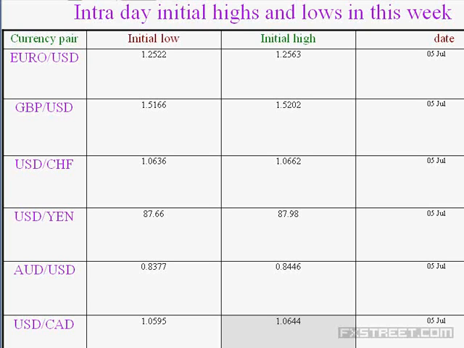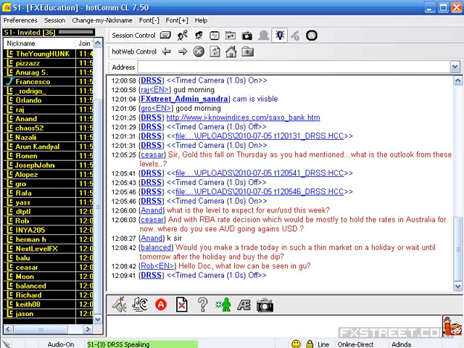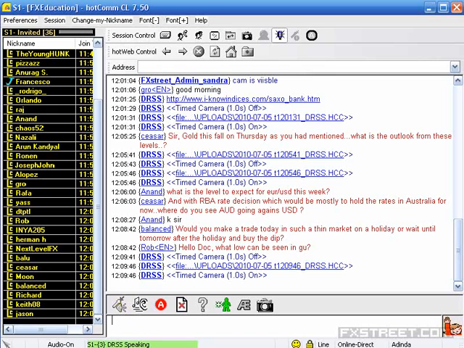Let me minimize the PowerPoint presentation and focus the camera on the live market code page and take up the questions which I've asked here.